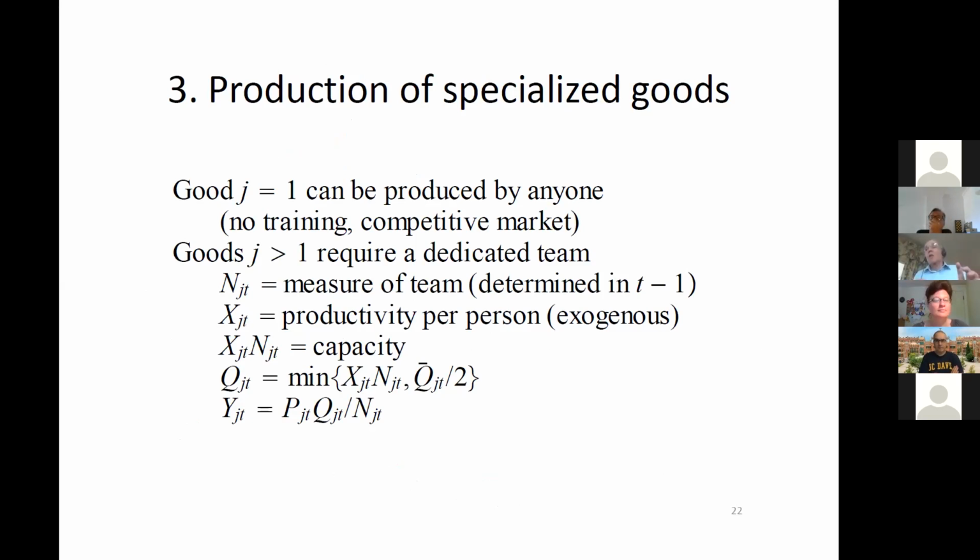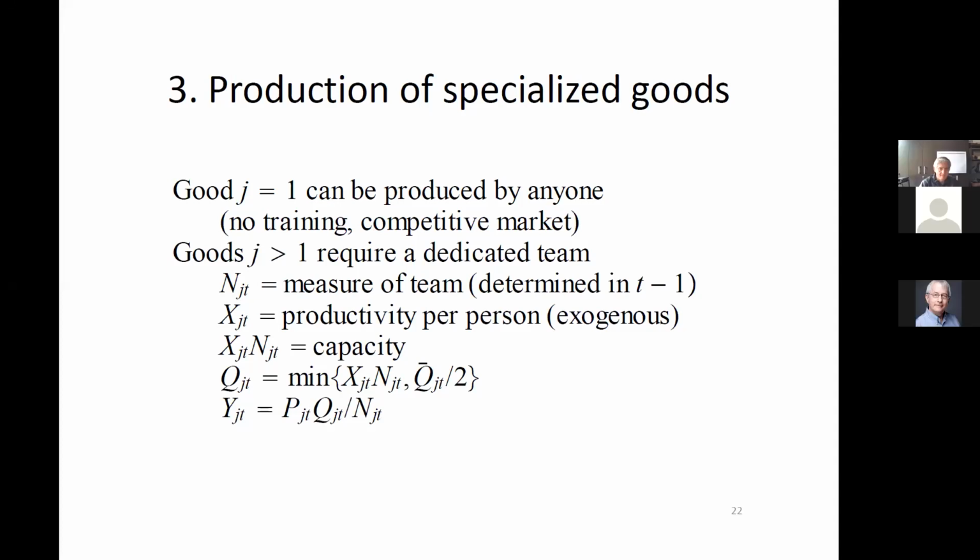There's a productivity per person. That's exogenous, but I'm thinking of this as an indivisible group. You can't just let one worker on your team go. Everybody's necessary. XJT is just a summary of what you do on average, in the sense you take the number of people you have multiplied by XJT, that's your capacity. So that's predetermined at date T.